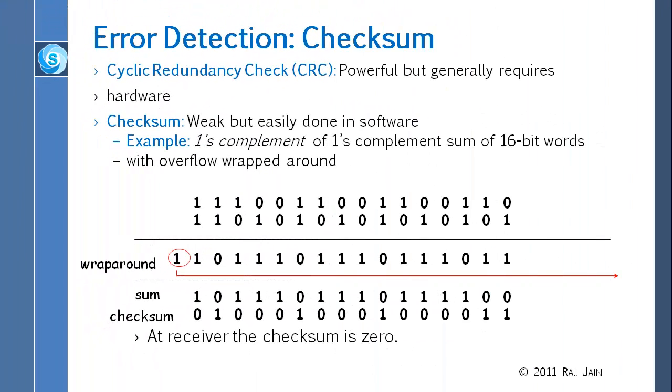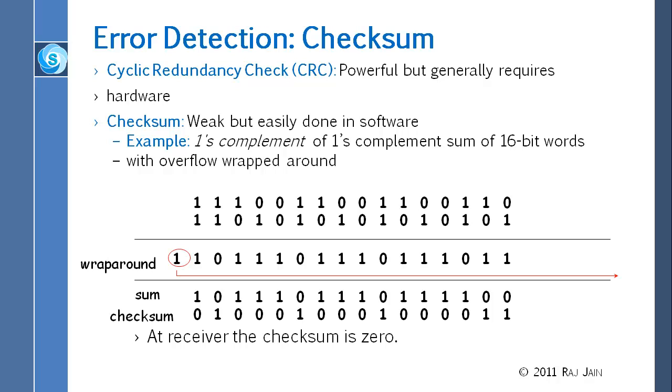So now how do we detect the errors? Error detection is done by what we call CRC, cyclic redundancy check. However, CRC requires hardware. So in TCP, instead of CRC, we use something called checksum. CRC we will talk about when we come to Ethernet, layer 2. In layer 2 we use CRC. But in TCP we don't use CRC, we use checksum.